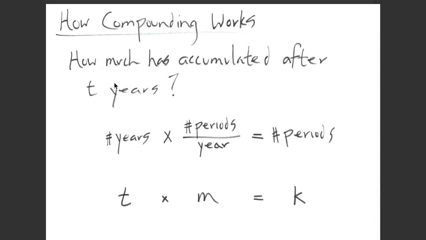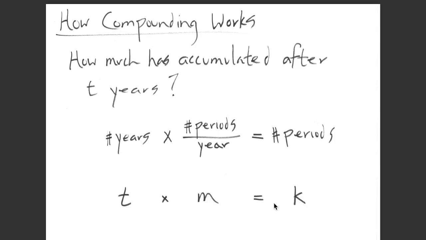let's think about how much has accumulated after t years. If you think about it, the number of years that things have been accumulated, if you multiply that by the number of compounding periods per year, that would just be your number of compounding periods, which we already have been denoting by k. But the number of compounding periods per year is m, and of course the number of years is t. So that says that if I take the time t in years and multiply it by the number of compounding periods per year, m, I get the number of compounding periods, k.